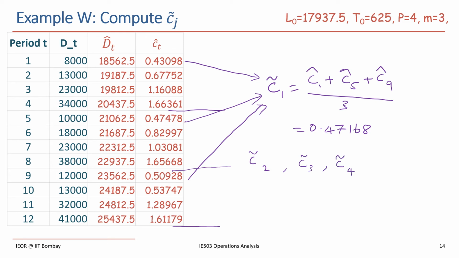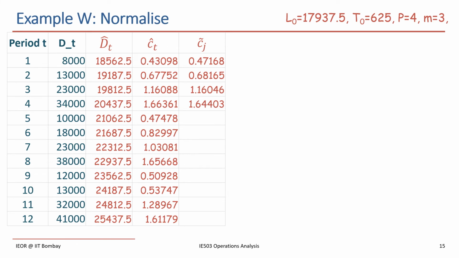Similarly, I can compute c tilde of 2, c tilde of 3, and c tilde of 4. For example, c tilde of 4 will be the average of c hat of 4 plus c hat of 8 plus c hat of 12, divided by 3. So that will give me c tilde of 4. Once I do that, I have 4 values of these c tildes. I don't need to compute for all the periods, just 4 periods. J is 1 to 4.